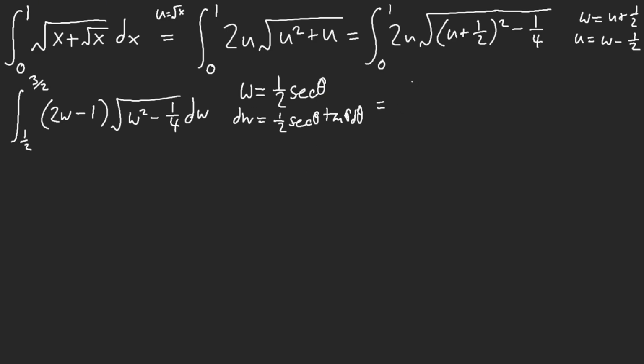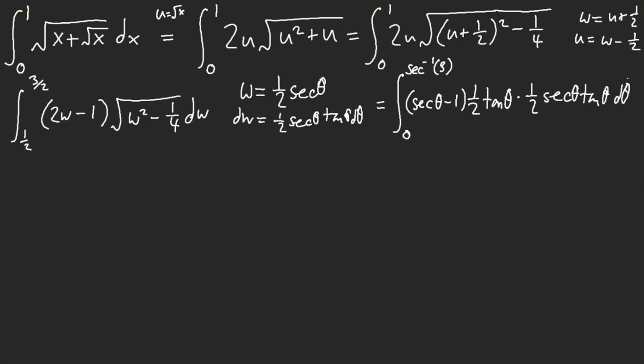So now, for the bounds, for 3/2, we have inverse secant of 3. And then for 1/2, we have 1 equals secant theta, which is 0 for theta. 2w minus 1 is secant theta minus 1. Here, we have 1/2, and this comes out to 1/2 of tangent theta. And then we have 1/2 of secant theta tangent theta d theta.